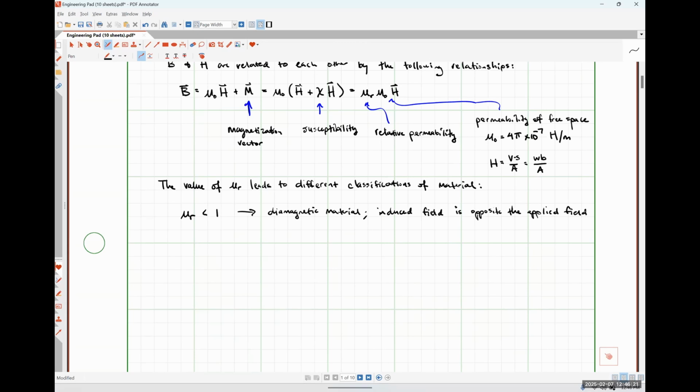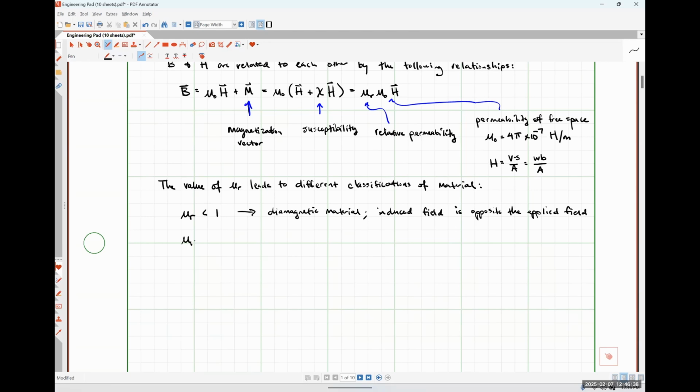So wood, water, stone, all of that kind of good stuff, but also things like copper. So there's a metal that is a really good diamagnetic material as well. So it's not always just organic things.